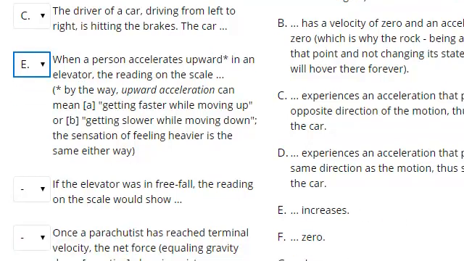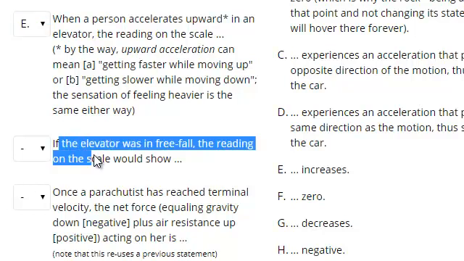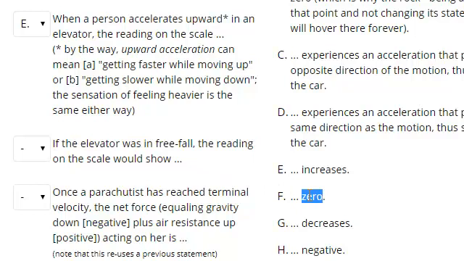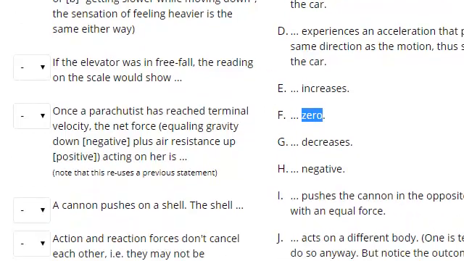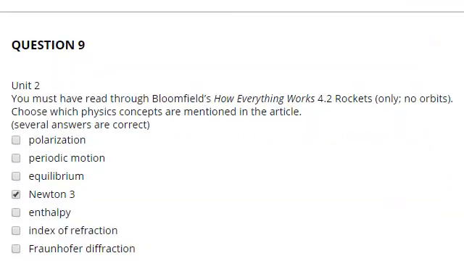And again, I put the other wrong answers here. So no, it's not 0, and no, it doesn't decrease the way I worded it here. And then you would have to see, okay, here it changes. If the elevator was in free fall, the reading on the scale would be, well, everything is floating, so therefore the correct answer would be 0, because the scale wouldn't be able to read anything. So again, look at these concept questions.